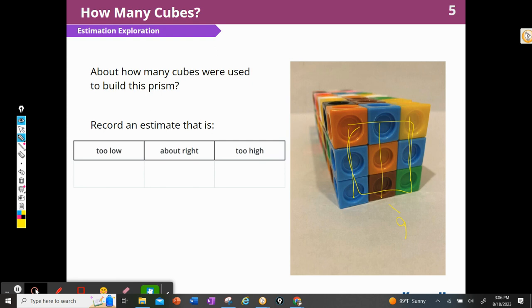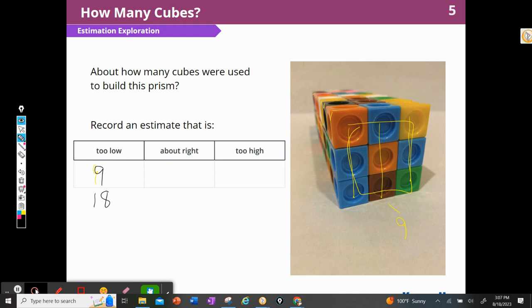And I notice that there are more than just one layer. So I have 1 layer, 2 layers, 3 layers, 4 layers, 5 layers, 6 layers, might even be 7 layers there. So an estimate that would be too low would definitely be 9. Another estimate would be 18, because I know that there's more than one layer, so 18 would be too low.